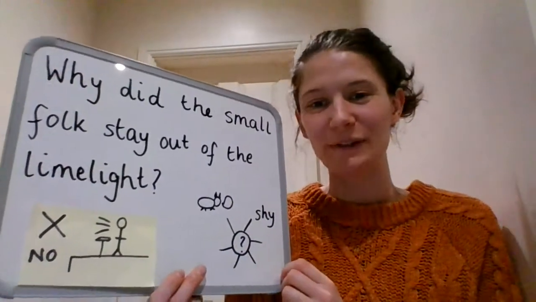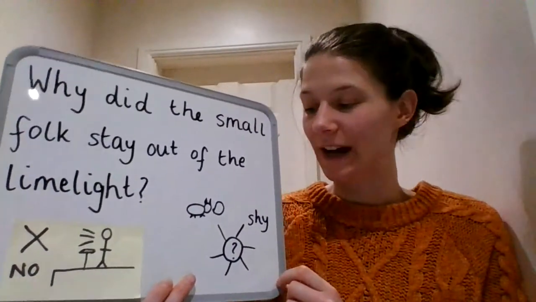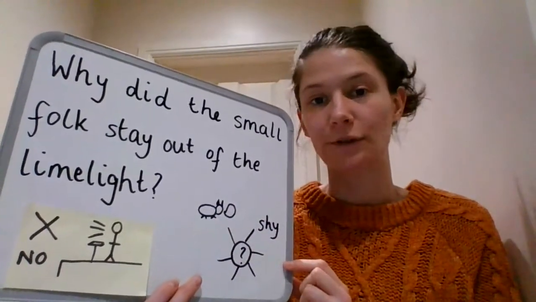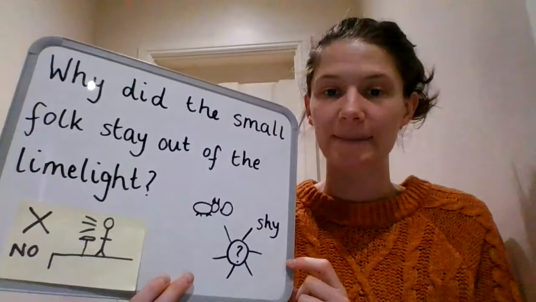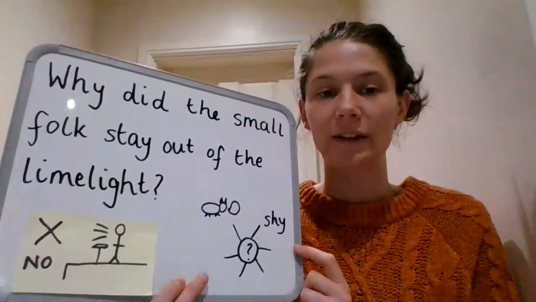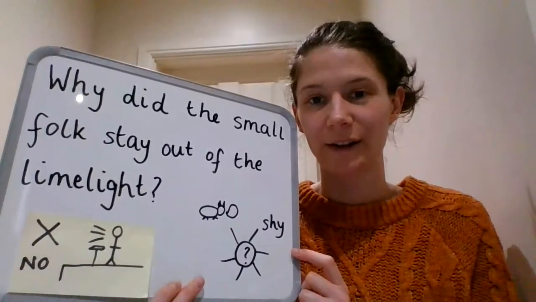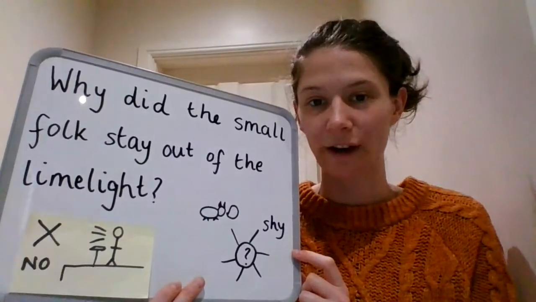So your job, you've got 3 choices. You could either draw my mind map and finish it off. You could draw one of your own, or you could write some sentences about why you think the small folk chose to stay out of the limelight. Okay, if you want to pause the video here and have a go at that task.